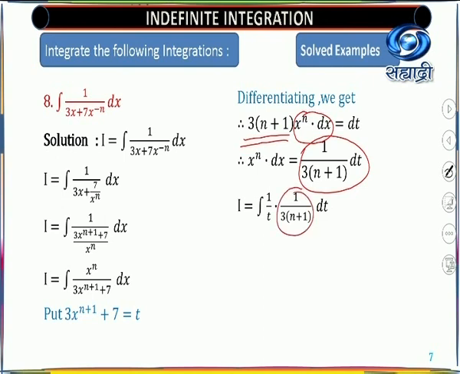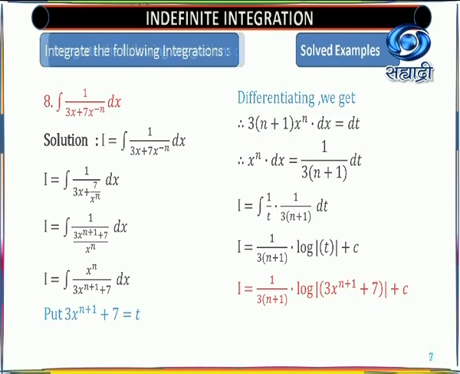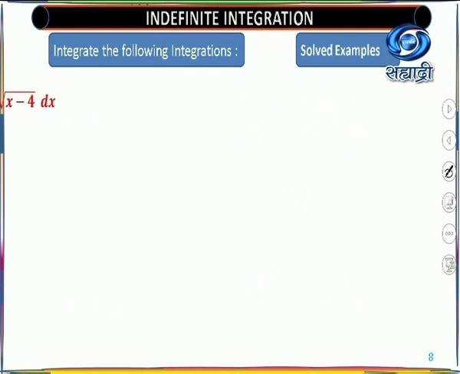Now this is a constant, so you are able to take it outside the integral sign. So what will you get? You will get I equal to 1 upon 3 into (n plus 1) into log mod of t plus constant of integration. Okay. So this is your final answer, because you want to replace the value of t, that is 1 upon 3 into (n plus 1) into log mod of (3 x raised to n plus 1, plus 7) plus constant of integration. Okay. So this way we are completed with this example.